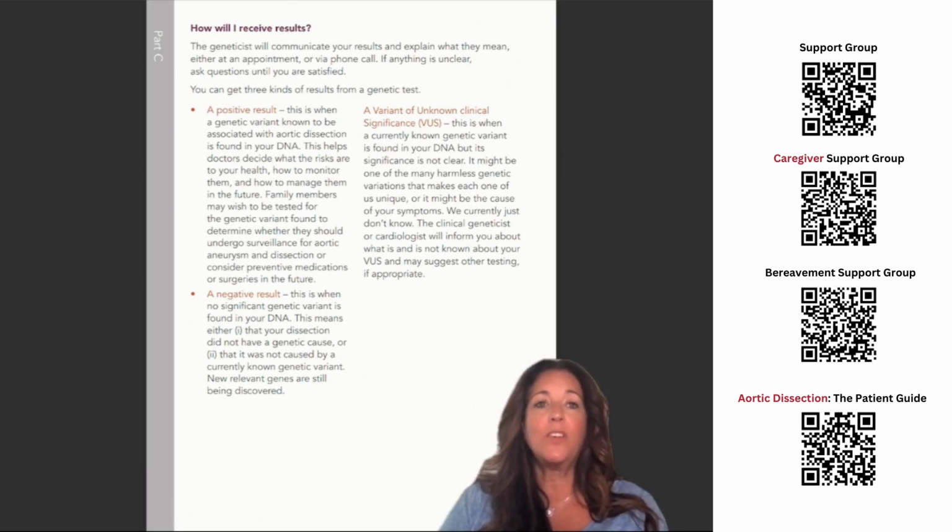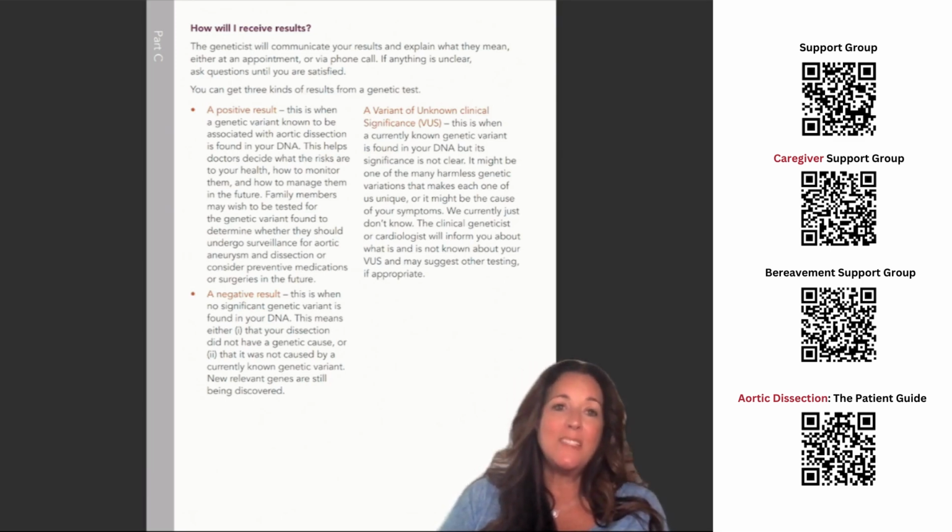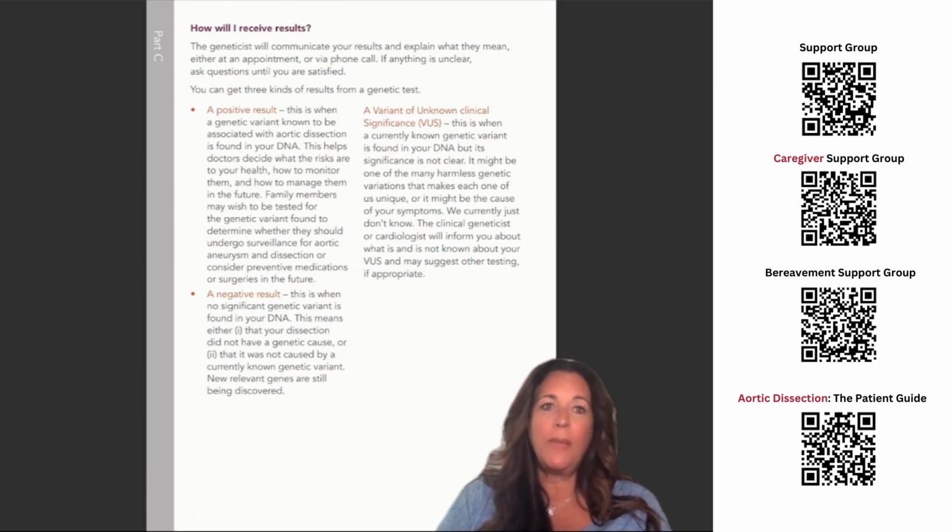A variant of unknown clinical significance, VUS. This is when a currently known genetic variant is found in your DNA, but its significance is not clear. It might be one of the many harmless genetic variations that make each one of us unique, or it might be the cause of your symptoms. We currently just don't know. The clinical geneticist or cardiologist will inform you about what is and is not known about your VUS and may suggest other testing if appropriate.